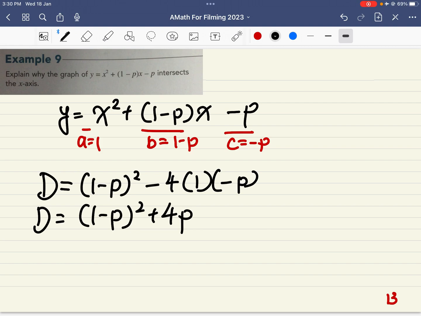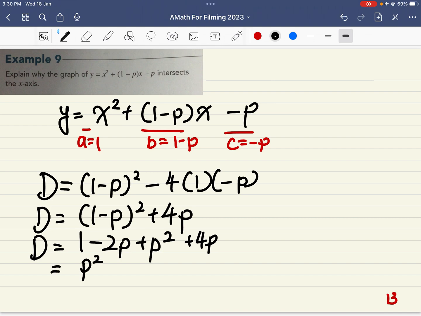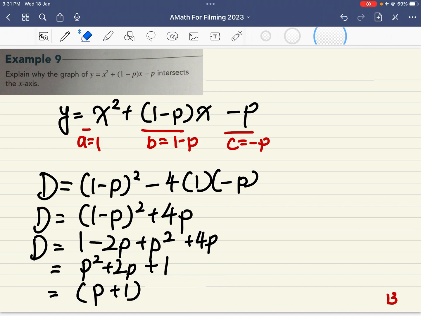Now if I simplify further, D equals a squared minus 2ab plus p squared, and these are equivalent, plus 4p. My D value is p squared plus 2p plus 1. If you notice, this can actually be factorized into p plus 1 times p plus 1. So this simplifies to give me p plus 1 squared.